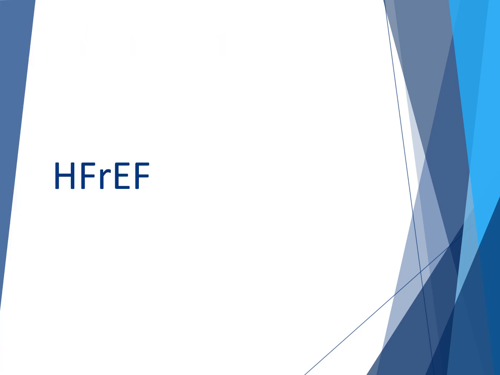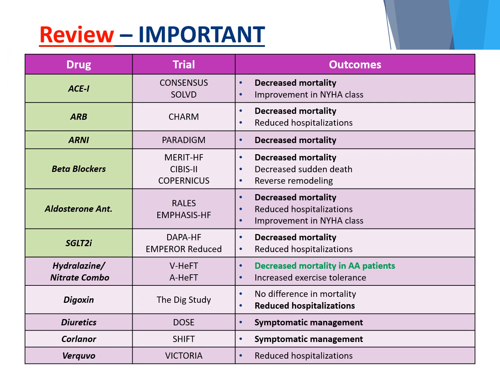So to specifically talk about heart failure with reduced ejection fraction, remember reduced ejection fraction is defined as an EF of less than 40%, and I would commit this slide to memory. The medication classes that I've highlighted in green are the medications that have been shown to decrease mortality. And so therefore, we really want to make sure that our patients are on these medications if they can tolerate them.